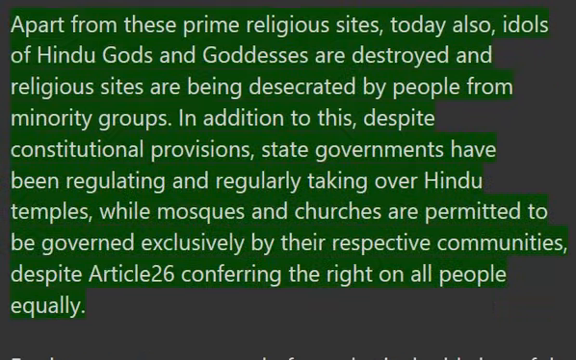Apart from these prime religious sites, today also, idols of Hindu gods and goddesses are destroyed and religious sites are being desecrated by people from minority groups.